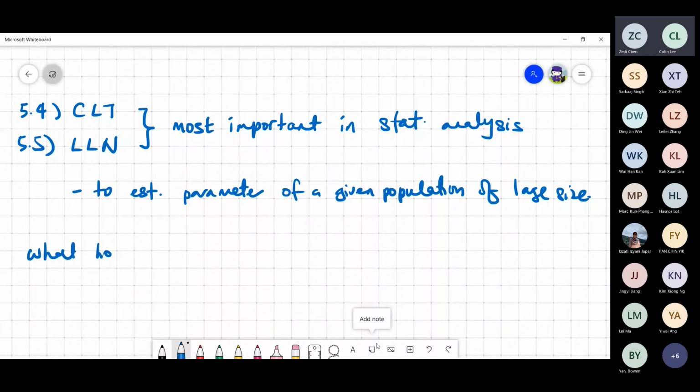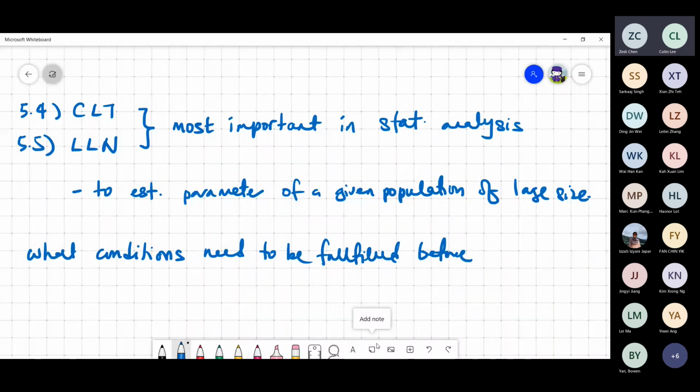What conditions need to be fulfilled before applying these two results? What condition we're going to look at in this topic. What conditions need to be fulfilled before applying these two results? Okay, maybe we look at the first one, central limit theorem first.